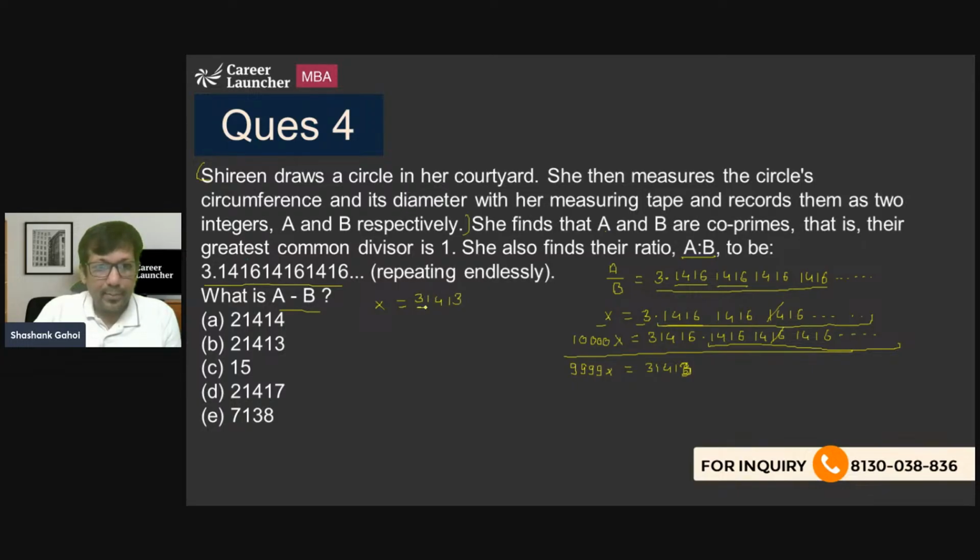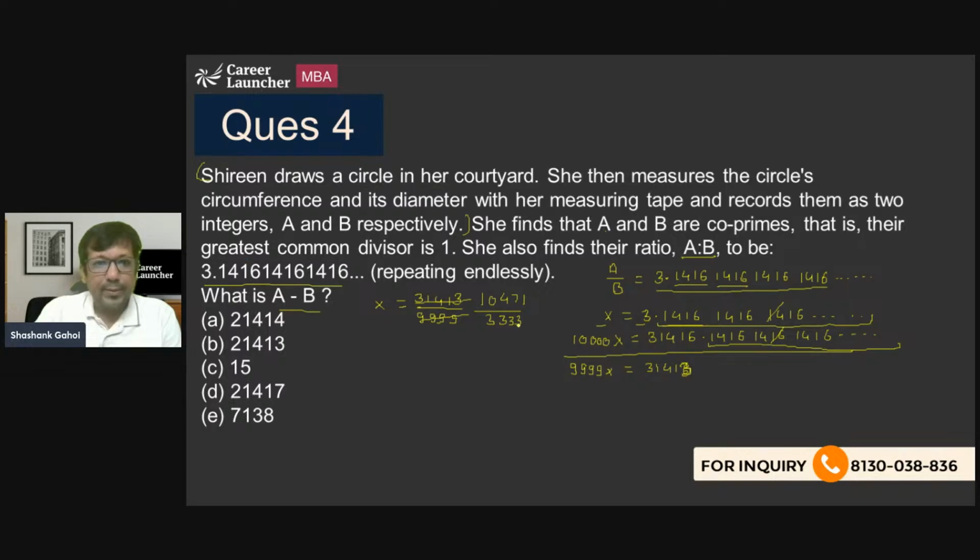31413 upon 9999. Okay, so the sum comes out to be 6, 6, 12. Okay, cancel out by 3. So I'm going to get 1. Then what am I going to get? 0. So it is going to be 4. So 14 means 4. Then 2, 1, 7 and 1. This is going to be 3333.